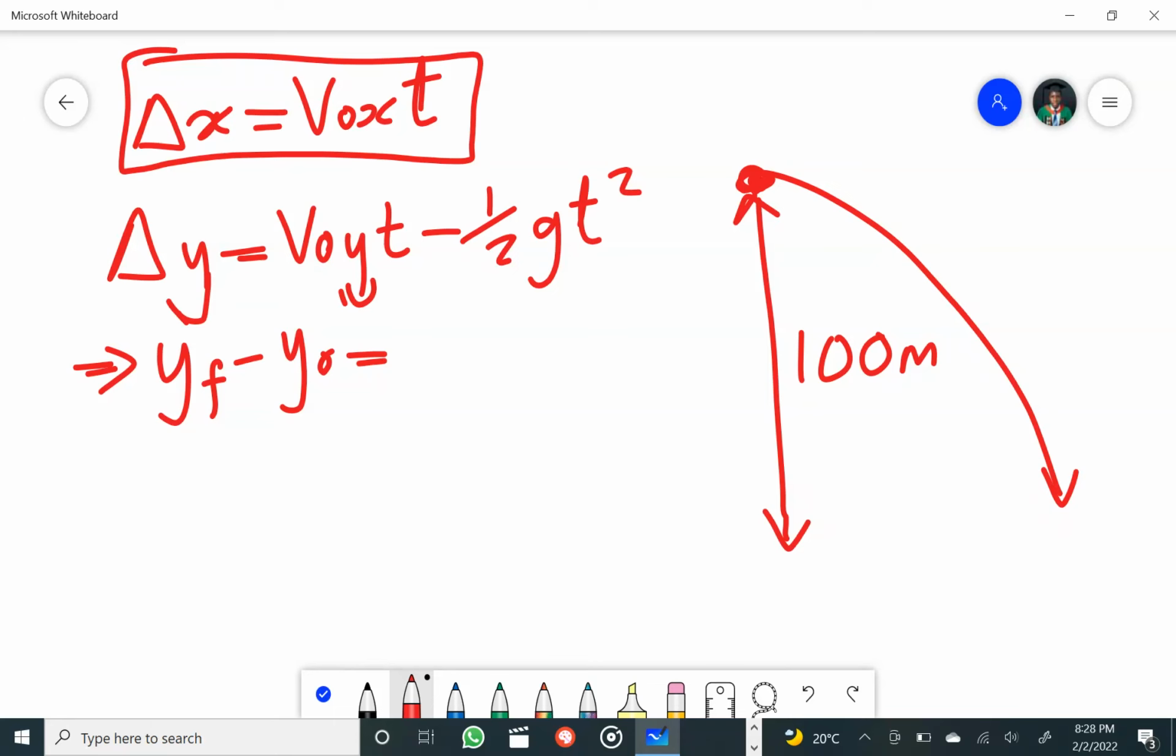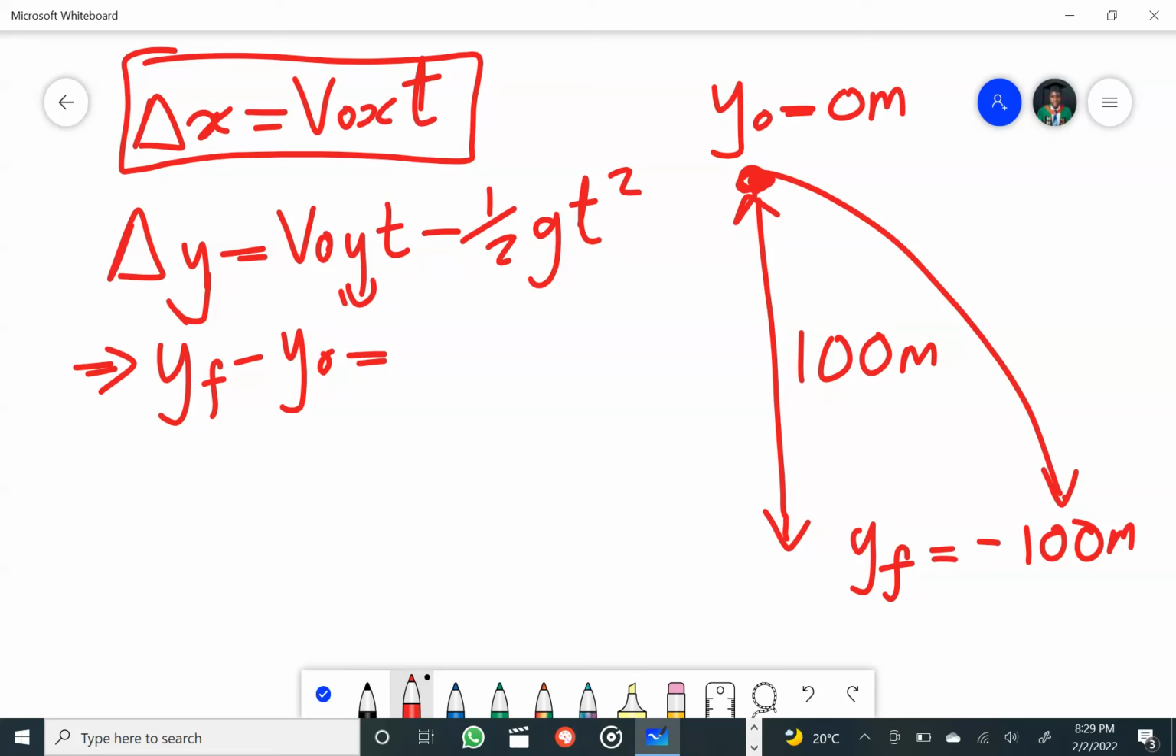So what was the initial position of this particular object? Its initial position was 0 meters. It didn't travel anything at first. Then when it was dropped, since it has to reach the ground, the final position is going to be minus 100 meters. So that's what we are going to be dealing with. Okay, so we've done that.